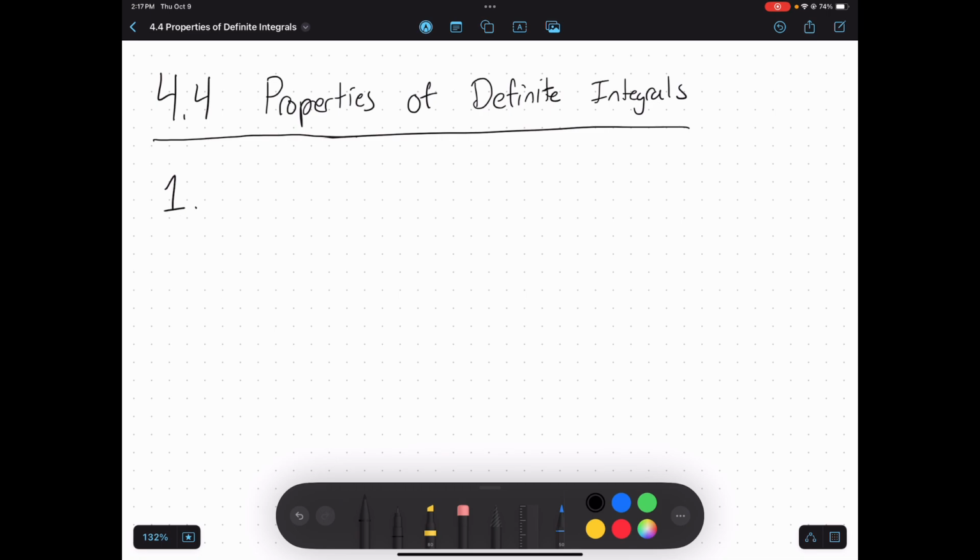The one we're going to start with, property number 1, is if you have the definite integral from a to b of some function f of x dx, then one property this has is if you pick a new x value, something different than a and b. Remember, a and b represent my bounds, and those are both x values. But if I pick a new x value, let's say c, I can split this up into two separate integrals, one going from a to c, and the other one going from c to b. And I can add those together.